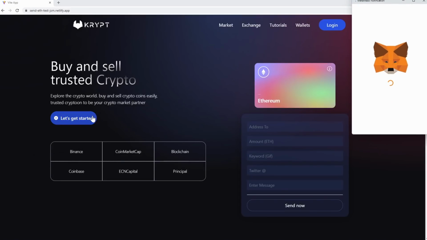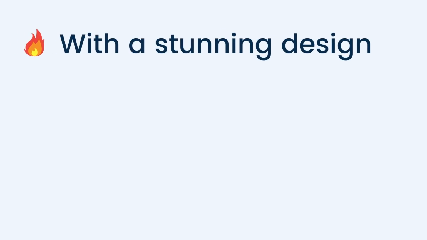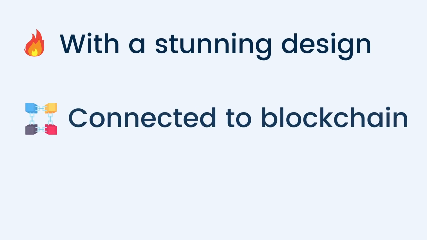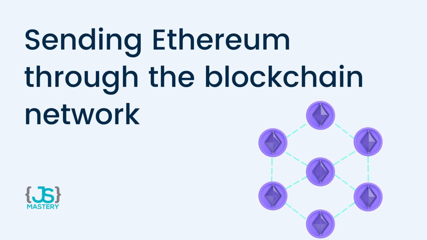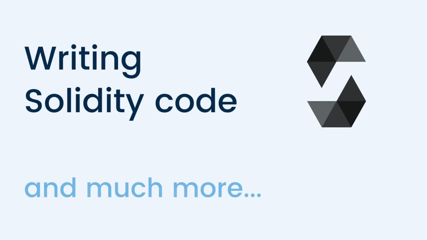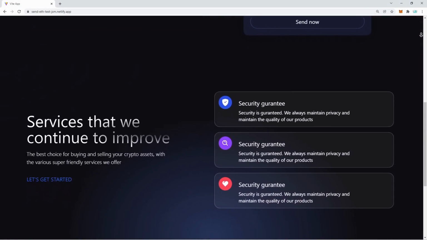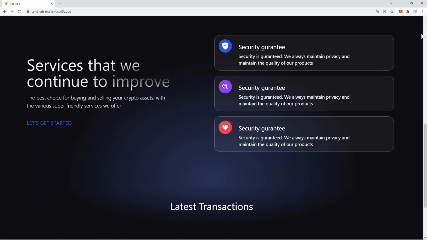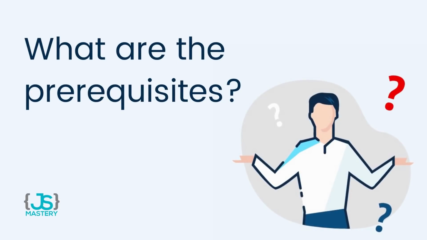Hello there, and welcome to a project video where you'll build and deploy a modern, real-world Web 3.0 blockchain application. And let me tell you, I haven't been this excited for a video for a long time. With a stunning design connected to the blockchain, MetaMask pairing, interaction with smart contracts, sending Ethereum through the blockchain network, writing Solidity code, and much more, Crypt is the best Web 3.0 blockchain application that you can currently find on YouTube. You might be wondering, what are the prerequisites for building such a fantastic website?